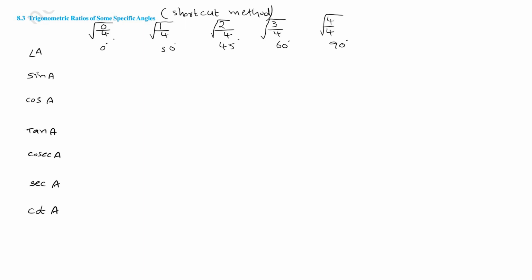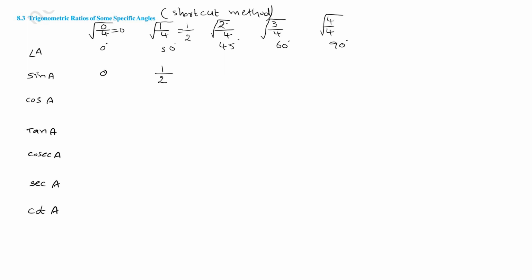So 0 by 4 is nothing but 0, and the square root of 0 is 0. Which means sine 0 value will be 0. Next, 1 by 4 is the square root of 1 divided by the square root of 4, so 1 divided by 2. So sine 30 value will be 1 by 2.